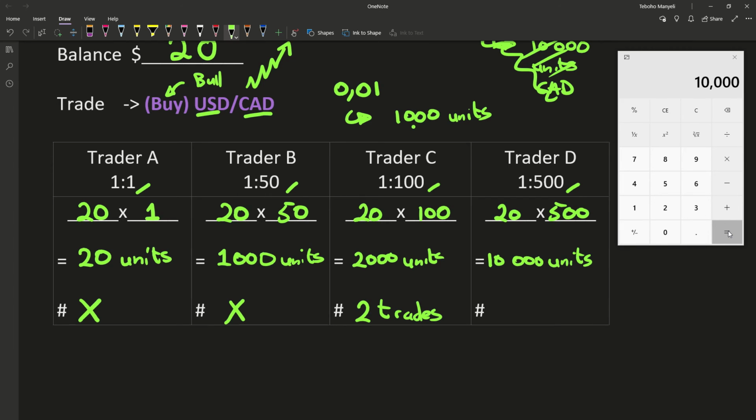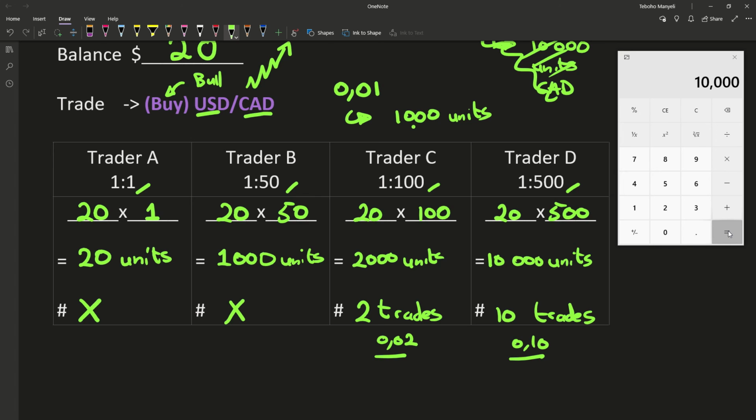Alright, now trader number D has a total of 10,000 units, so he can place 10 trades here with a 0.01 before the MT4 tells him, whoa, you don't have enough money. So basically the biggest lot size that could be used by trader C is a 0.02. The biggest lot size used by trader number D is a 0.10. And that's all it basically means, that every lot size affects how much money you actually have. So after you understand volumes, it then makes sense why you need a bigger leverage to trade a smaller account.